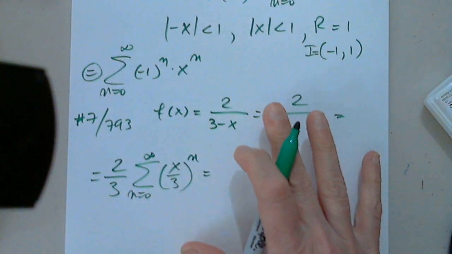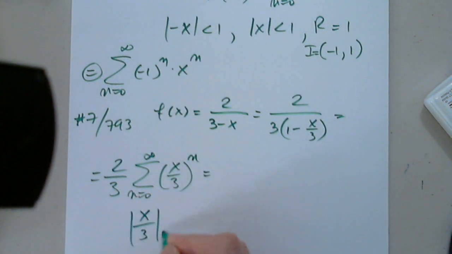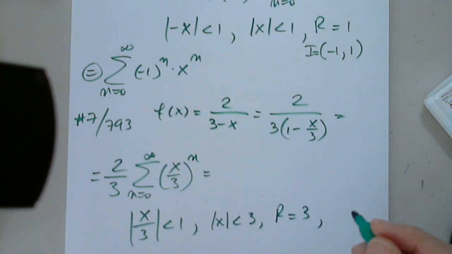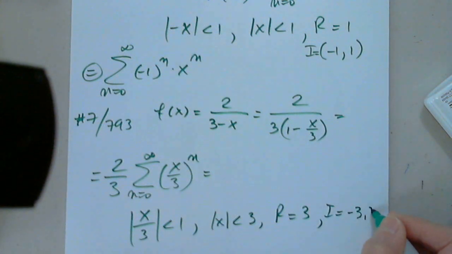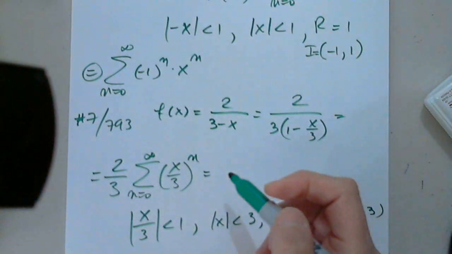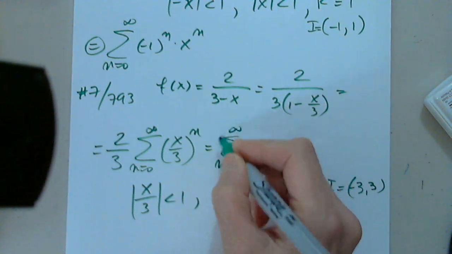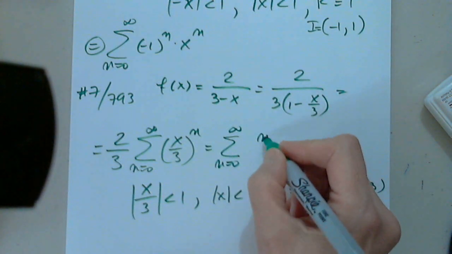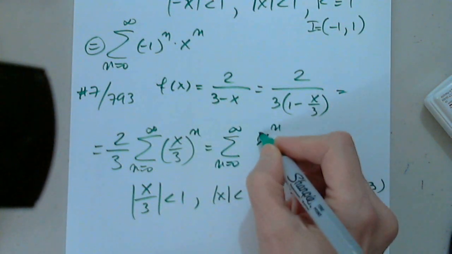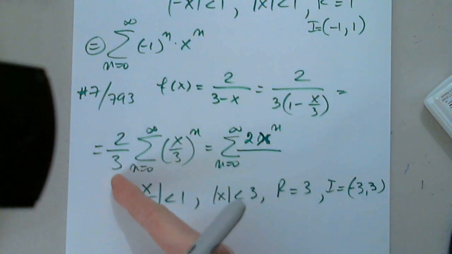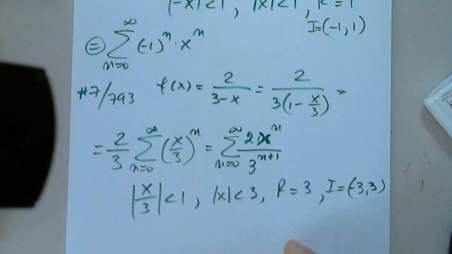We'll continue, but of course we cannot forget this. So that means that the absolute value of x over 3 is less than 1, so the absolute value of x is less than 3, and the radius of convergence is 3 and the interval of convergence is -3 to 3. So let's continue here. We have the sum from n equals 0 to infinity, x to the nth power, and there is a 2 in front, which is fine. 3 to the nth times 3 will be 3 to the n plus first.